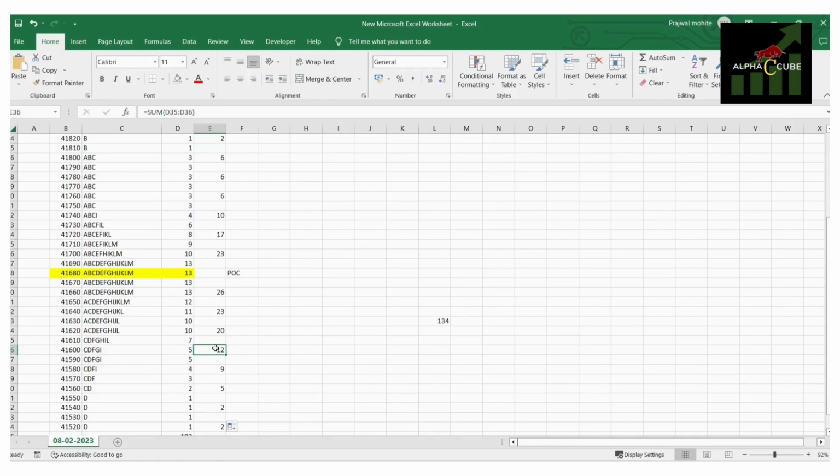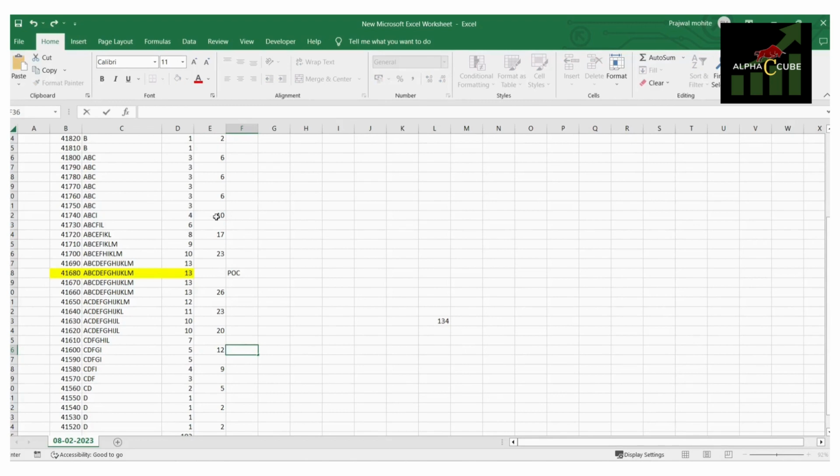So next is 12 and 10. So among the both, 12 is the higher number. So we'll add 12 to this. So now the total number is 134. So now that we have a total count of 134, that total zone will be our value area.